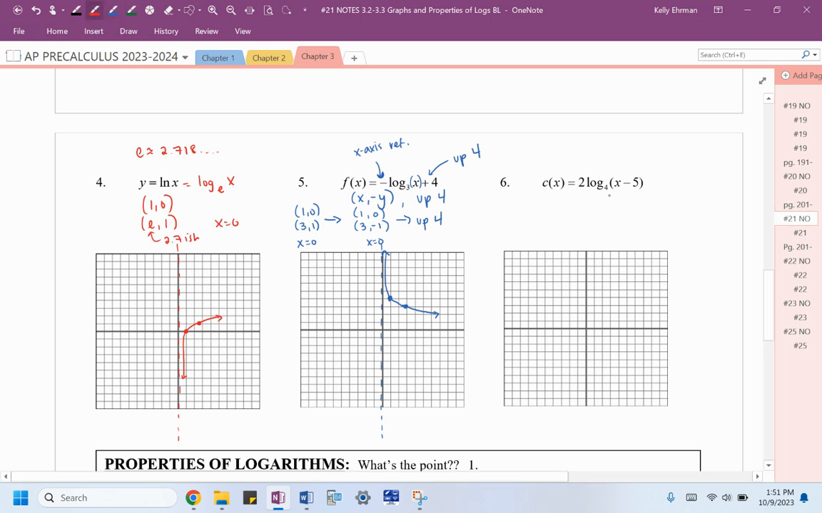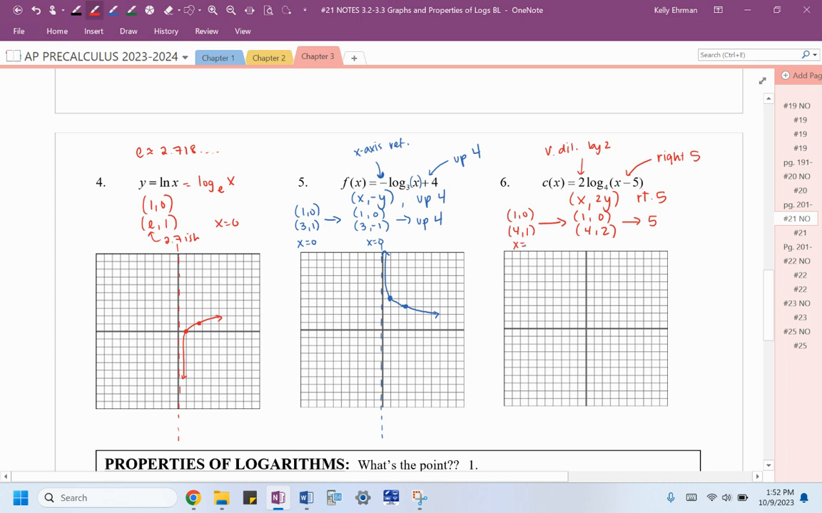Okay, and for this one, the minus 5 is on the inside of the function. So this is right 5. The 2 that's out in front is a vertical dilation by a factor of 2. What does that mean? That means that every y value gets multiplied by 2. So we're going to do that first, and then we're going to go right 5. So the original points when it's base 4 are (1, 0) and (4, 1). So first let's do (x, 2y). So (1, 0) still, and (4, 2). And then all of those are going right 5.